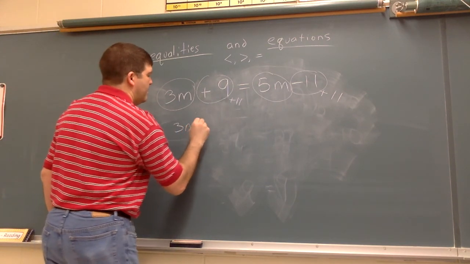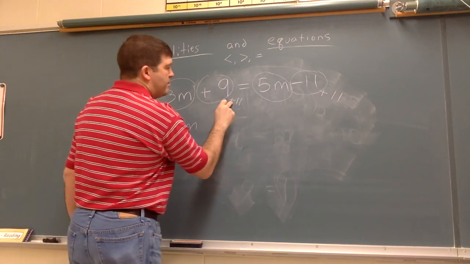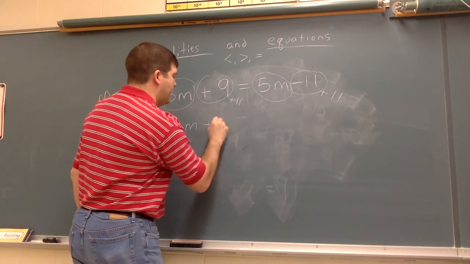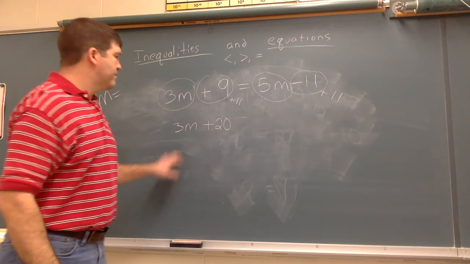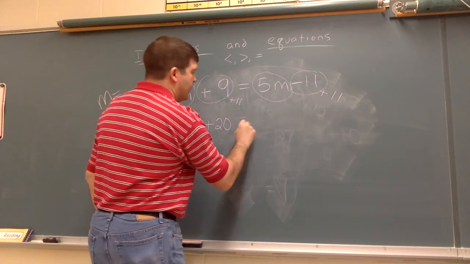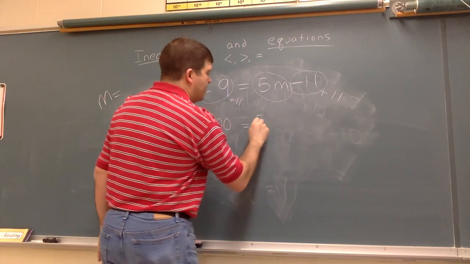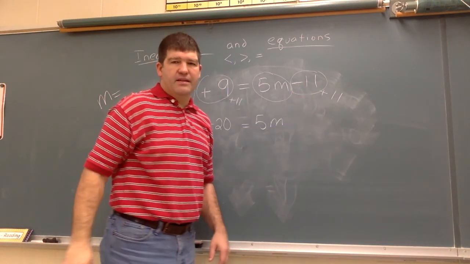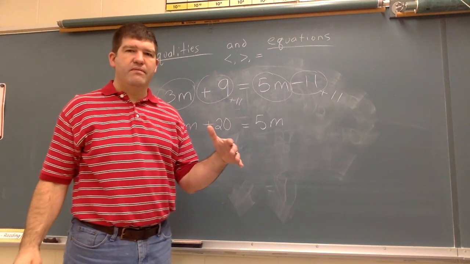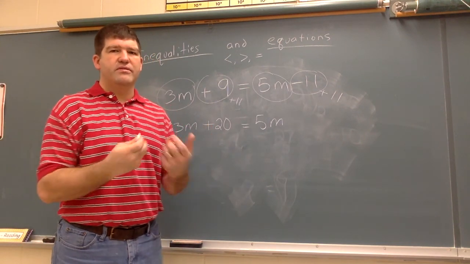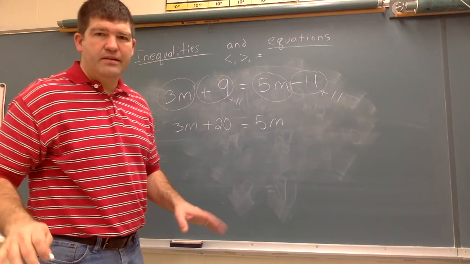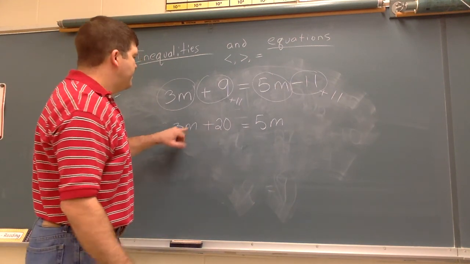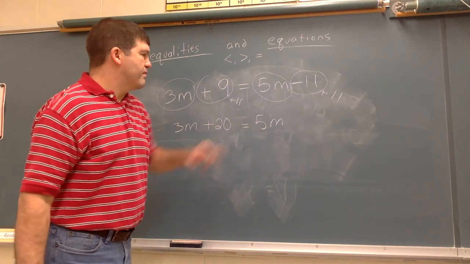So I'll do that first. 3m, positive 9 and positive 11, I put those two together, I get 20. So 3m plus 20 equals, now 5m, I didn't do anything with 5m, and now I have minus 11 plus 11. Negative 11 plus 11. Put those together, I get 0. Eliminate it. Good.